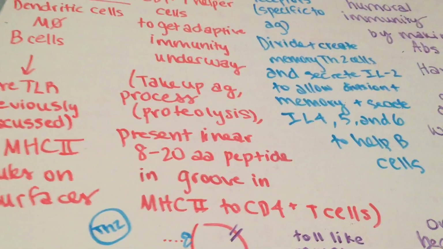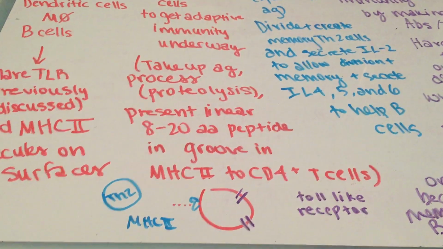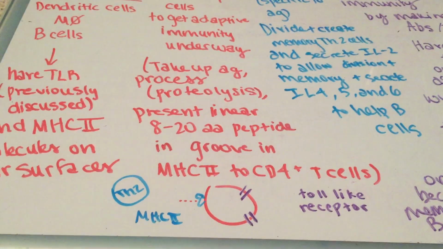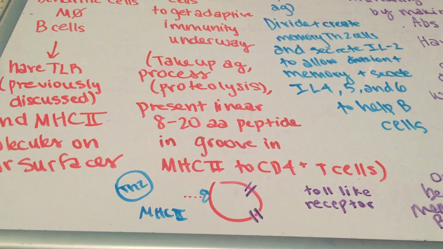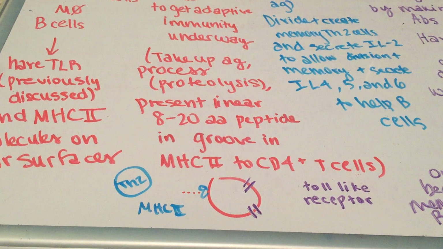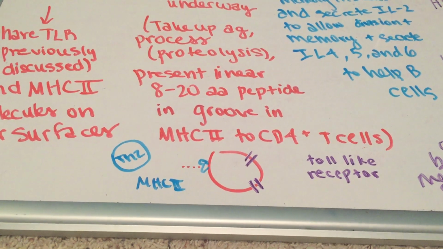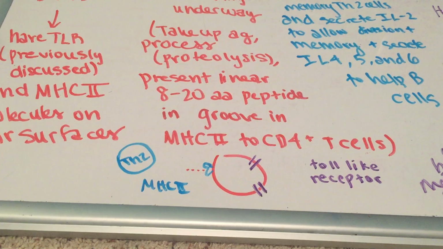So to do this, they'll take up the antigen and process it through proteolysis, and then they present the linear 8 to 20 amino acid peptide in the groove of their MHC2 to the CD4 T cells. So there's a little drawing of the toll-like receptor and the MHC2 with the linear peptide.